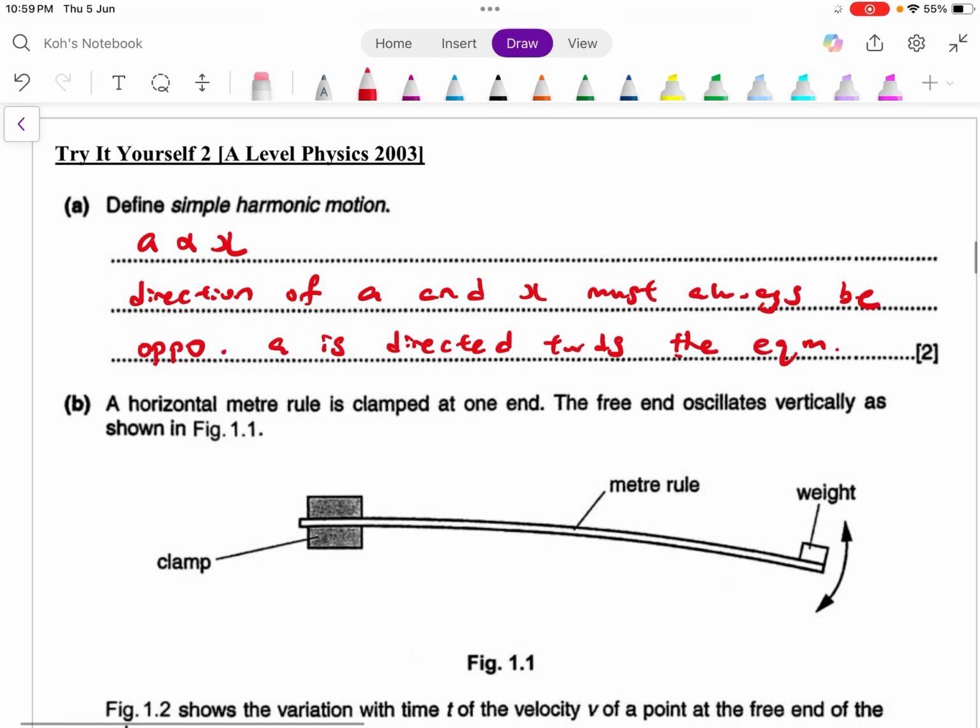Alright, so let's go through the Trials of 2003 A Level question. So define SHM. This one's simple. Just make sure that acceleration is directly proportional to your displacement. And the second part is the direction of the acceleration. Displacement must always be opposite in direction. You can also say acceleration is directed towards the equilibrium. So that is for the very first part.